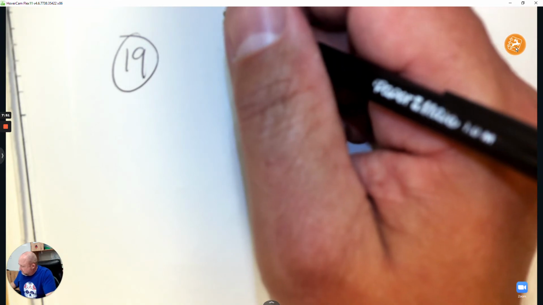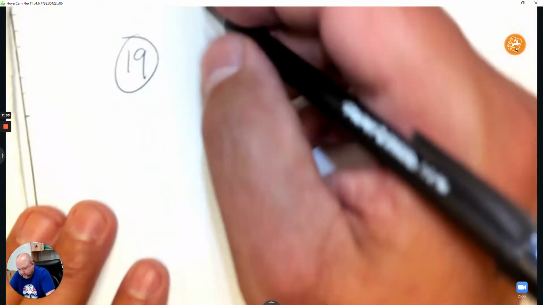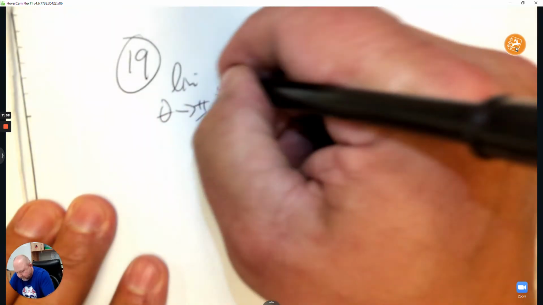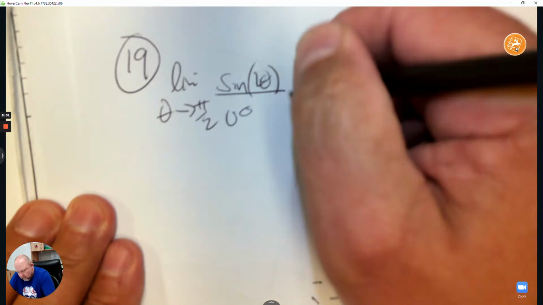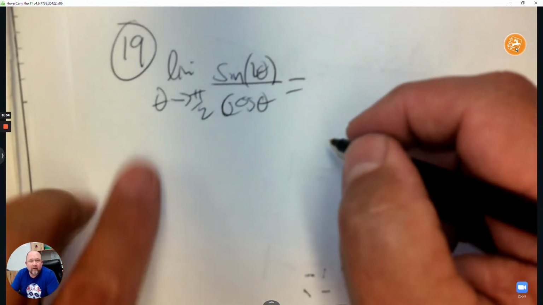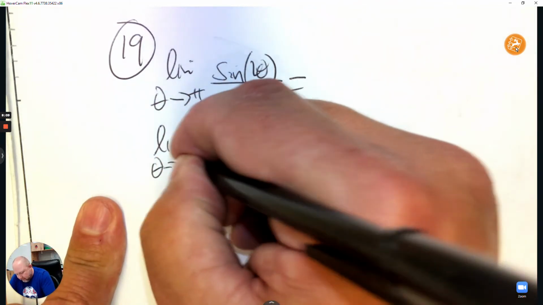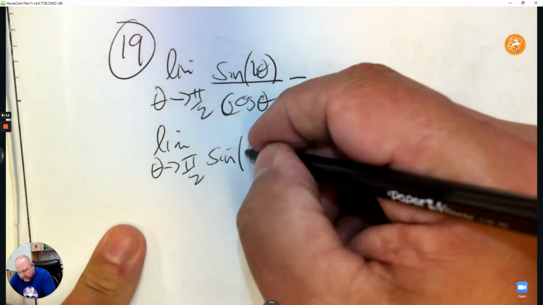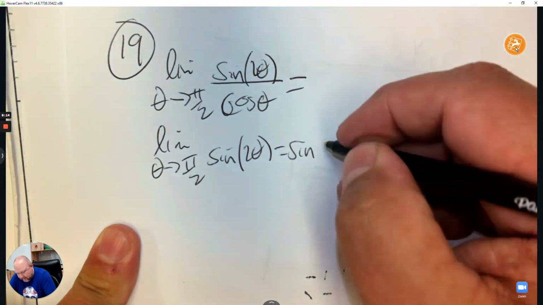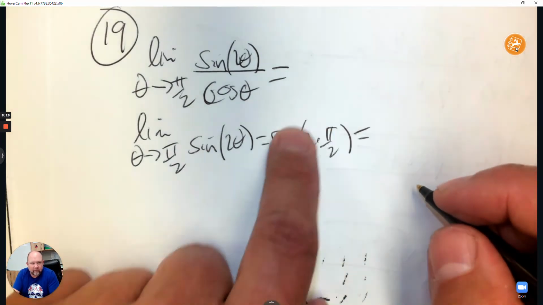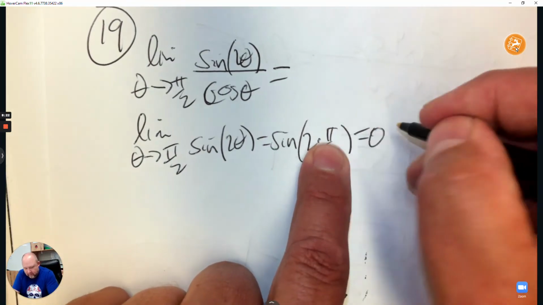Number 19. The limit as theta approaches pi over 2. So if I evaluate at pi over 2, another way to write this is to separate the numerator and denominator. If I want to understand this, then plug in pi over 2 here. And I just want you to recognize that when you plug pi over 2 in, the 2's cross out, and the y coordinate at pi is 0.